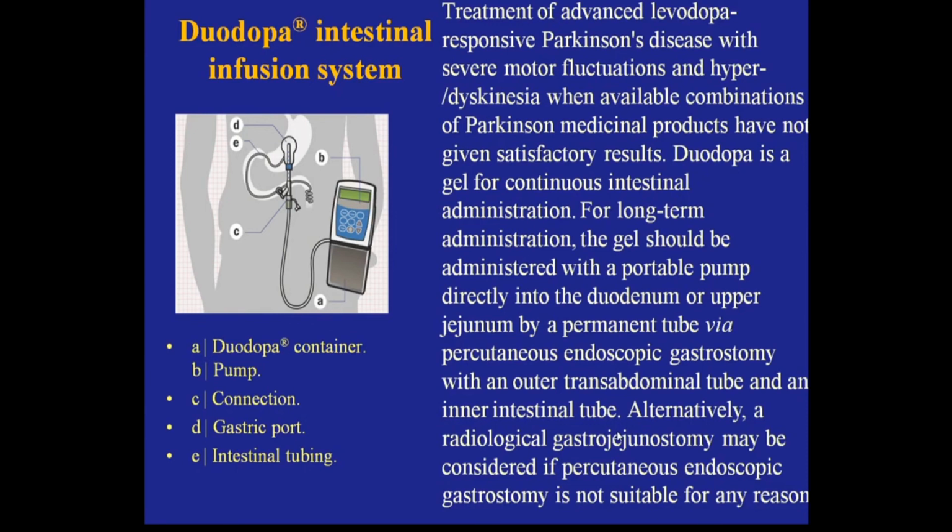And one more new method, this is levodopa intestinal infusion system, for treatment of advanced levodopa-responsive Parkinson's disease with severe motor fluctuations and hyperdyskinesia, when available combinations of Parkinson medicinal products have not given satisfactory results. Levodopa is a gel with continuous intestinal administration. For long-term administration, the gel should be administered with a portable pump directly into the duodenum or upper jejunum by a permanent tube via percutaneous endoscopic gastrostomy with an outer transabdominal tube and an inner intestinal tube. Alternatively, radiological gastrojejunostomy may be considered if percutaneous endoscopic gastrostomy is not suitable for any reason.